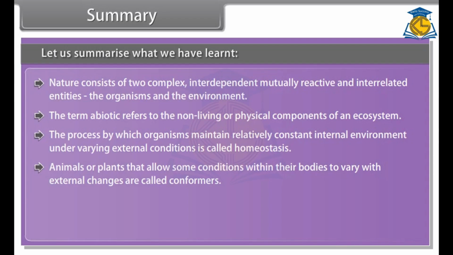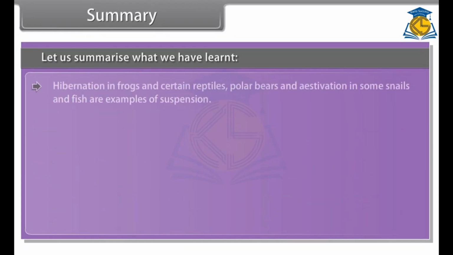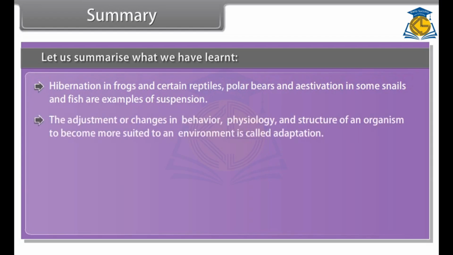Animals or plants that allow some conditions within their bodies to vary with external changes are called conformers. Migration is the mechanism through which organisms can move away temporarily from the stressful conditions in the habitat to another habitat with hospitable conditions. Hibernation in frogs and certain reptiles, polar bears, and estivation in some snails and fish are examples of suspension. The adjustment or changes in behavior, physiology and structure of an organism to become more suited to an environment is called adaptation.